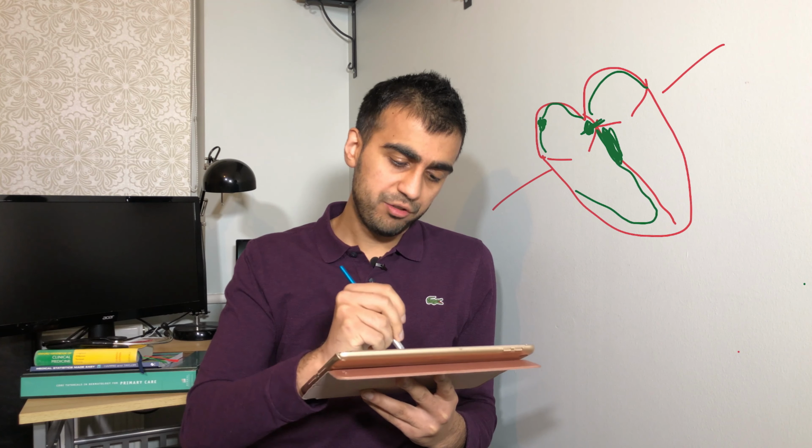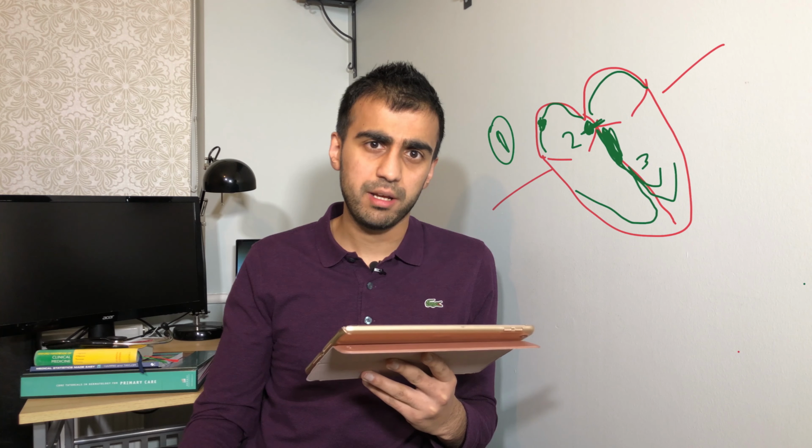So you have three stages. Stage 1 is up here at the sinoatrial node, stage 2 is over here at the AVN, and then stage 3 is here through the bundle of His and down the Purkinje fibers, causing ventricular contraction.